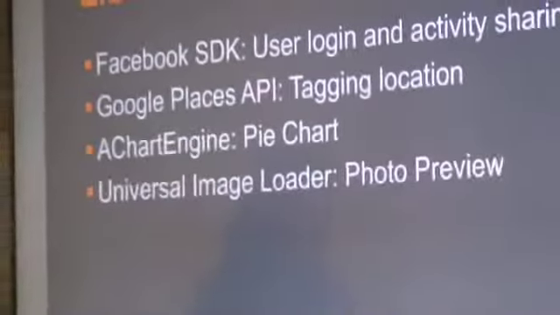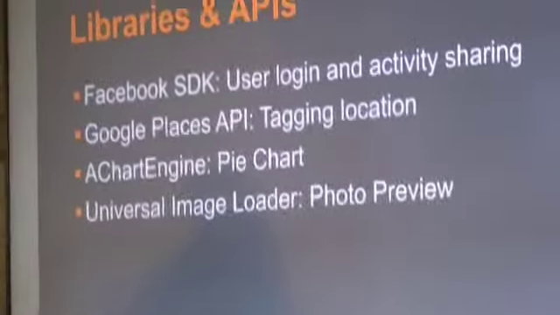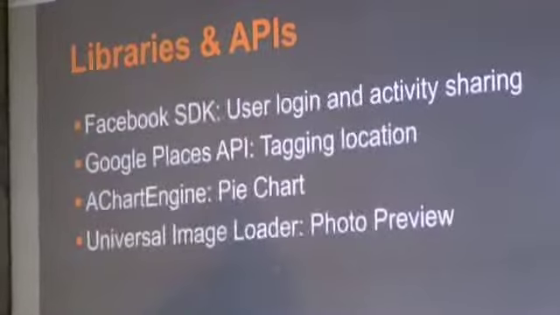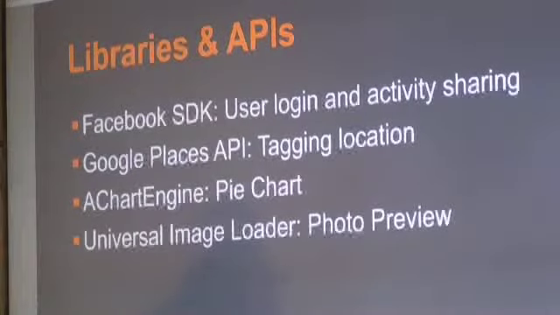So the different libraries and APIs that we used: we tried to make sure we don't use any external non-authorized APIs. So we used the Facebook SDK for user login and sharing of the activities. We used the Google Places API to allow users to tag locations, so we retrieve a list of all the nearby locations based on the GPS point. We used the HChart engine to draw the pie chart for the dashboard, and Universal Image Loader for the photo preview, basically to attach pictures into the activity.